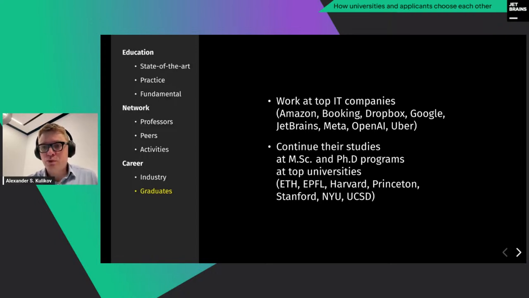And I'm proud to say that for all of our graduates, graduating from our programs is not an easy task. So this is challenging. But if you graduate, then definitely it will not be a problem for you to find a job either in industry or in academia. Many of our graduates work in top IT companies, and some of them are mentioned here, but some of them decide to continue their studies and to do research. We have graduates that went into PhD studies at top schools like Harvard, NYU, Stanford, or ETH and EPFL in Europe.